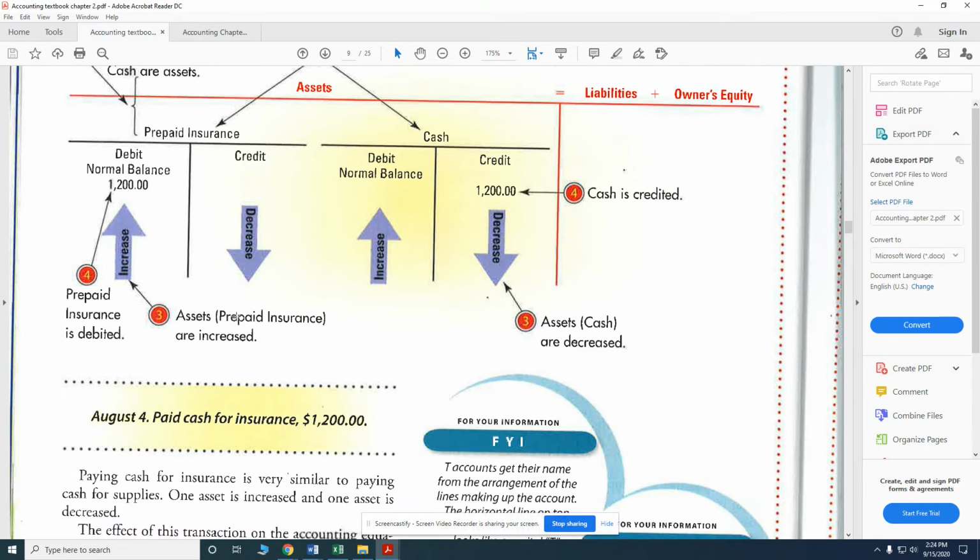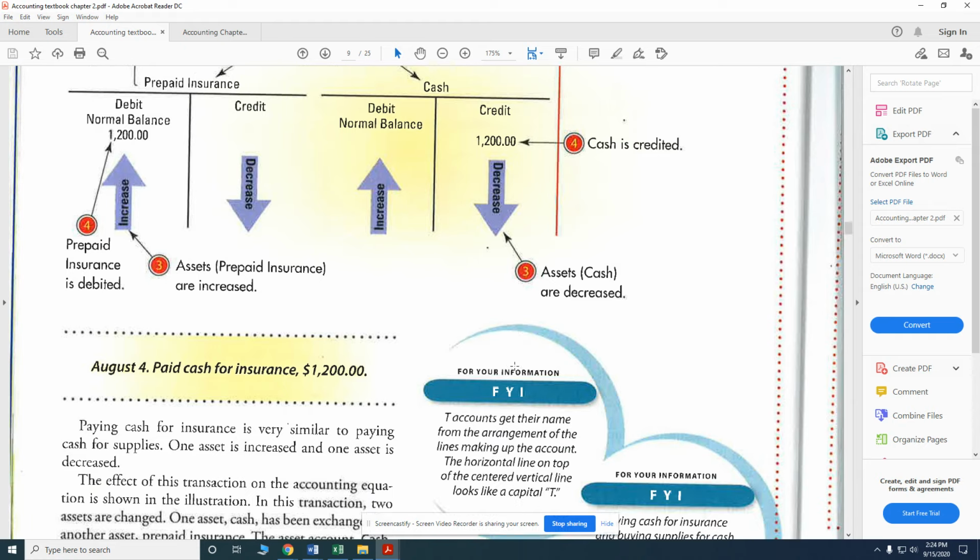Insurance, same thing. Plus $1,200 to insurance, minus $1,200 to cash. On the asset side, we debit insurance, we credit cash.